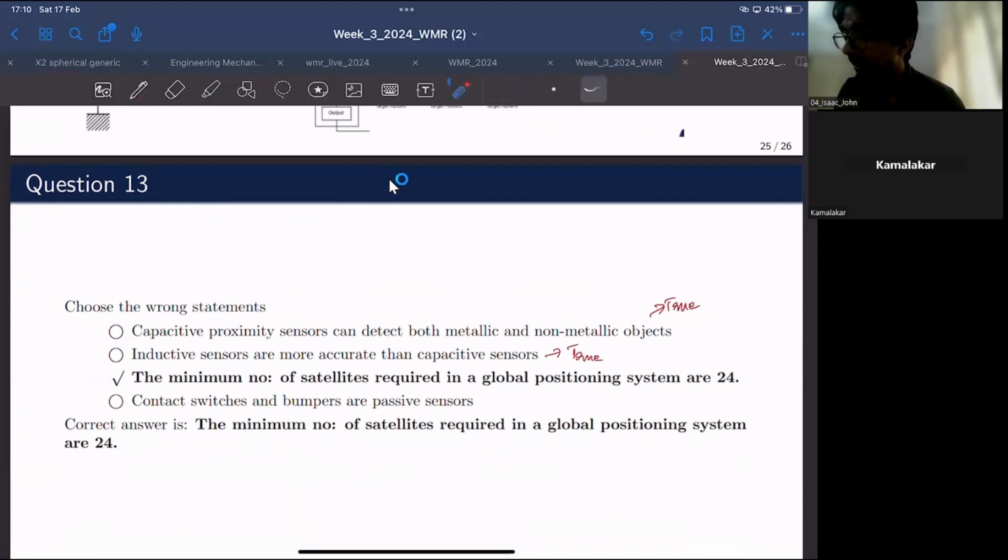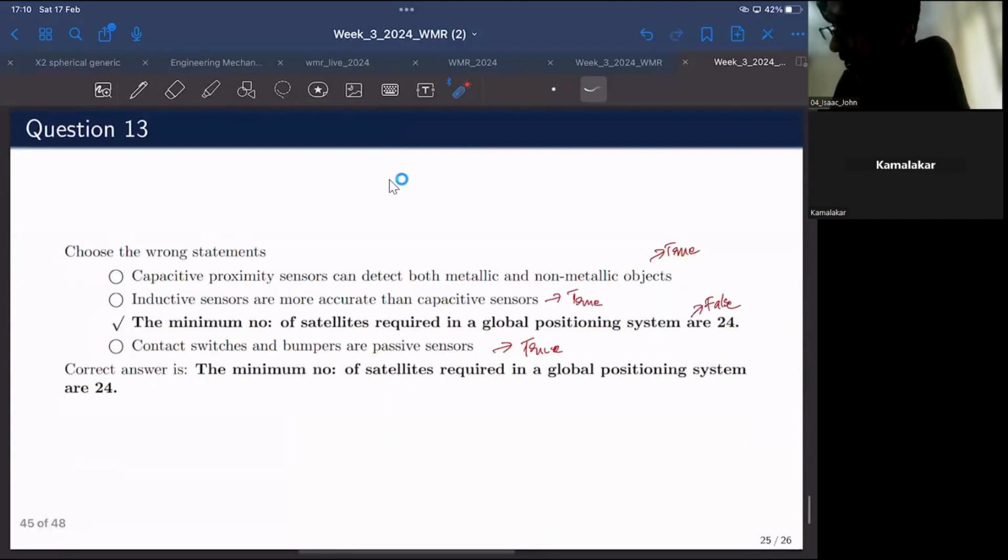And we have already seen that this statement is false, because we only need 4 satellites to exactly pinpoint the location of a beacon on Earth. It's not 24. That is a wrong statement, actually. This is a false statement. And contact switches and bumpers are also passive sensors, so that is also true. The question asks to find out the wrong statement, so the only wrong statement here is the one about GPS. So that makes it the answer.